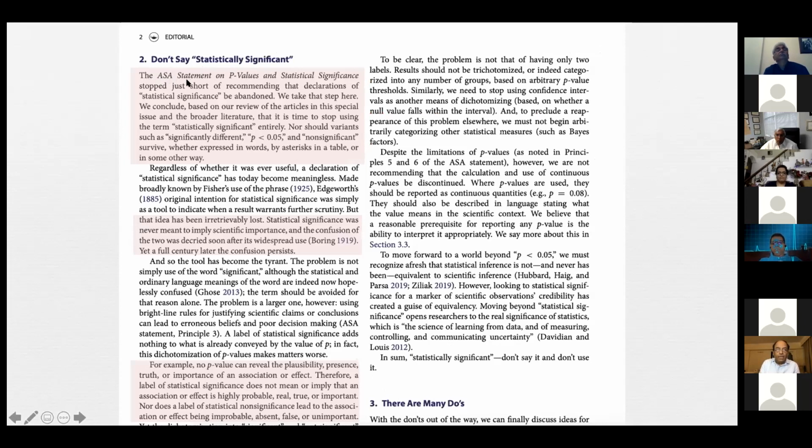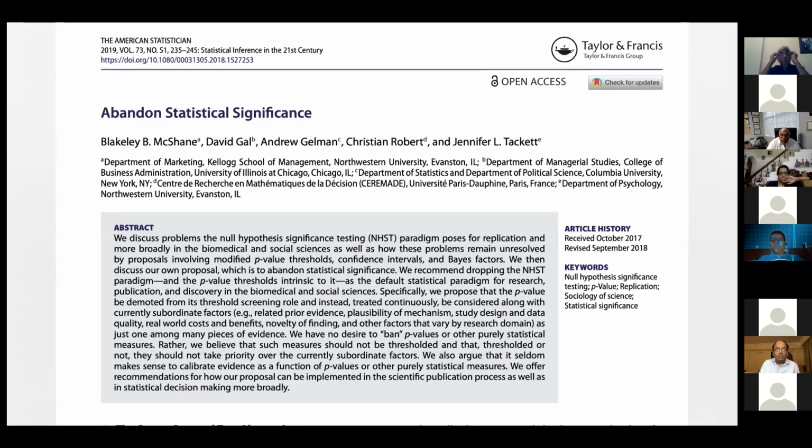So they write that the ASA statement on p-values earlier recommended that we should abandon this, and they say we should mention it very clearly now, that we should stop using the term statistically significant entirely, nor should variants such as significantly different or p less than 0.05 and non-significant survive, whether expressed in words or by asterisks or tables or in some other way. Because they say that this is not the way it was meant to be, and you cannot depend entirely on a p-value.